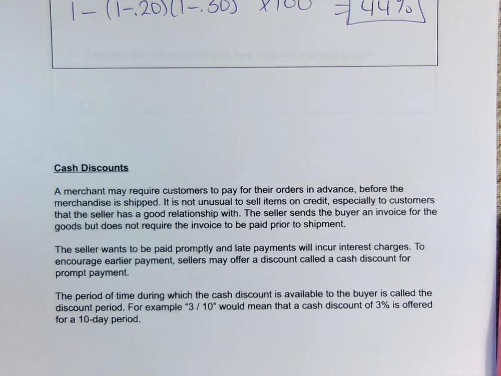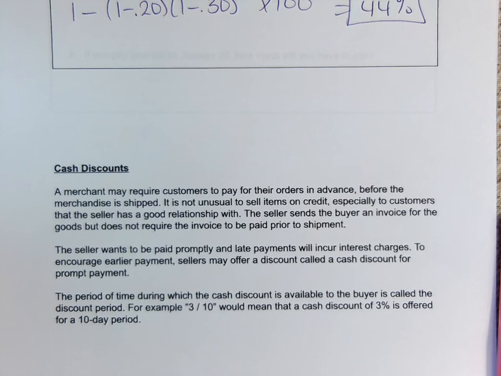So one more little thing, cash discounts. A merchant may require customers to pay for their orders in advance before merchandise is shipped. It's not unusual to sell items on credit, especially to customers that the seller has a good relationship with. The seller sends the buyer an invoice for the goods, but does not require the invoice to be paid prior to shipment. The seller wants to be paid promptly, and late payments will incur interest charges. To encourage earlier payment, sellers may offer a discount called a cash discount for prompt payment.